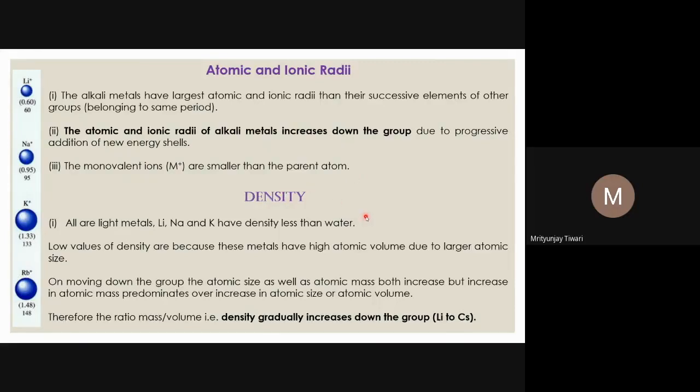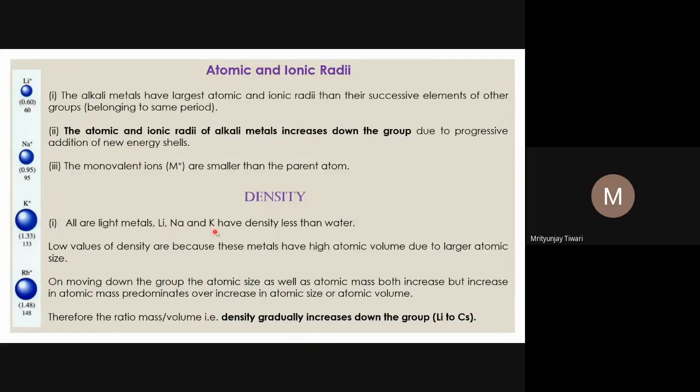Now looking at the density of the alkali metals, all the alkali metals are light metals. Why are they light metals? When we talk about light, we talk about their density. Because the atomic size is very large, and their atomic radius is very large, they take a larger volume to contain a fixed amount of mass. So their density is small, so they are lighter elements. So all the alkali metals are light metals.